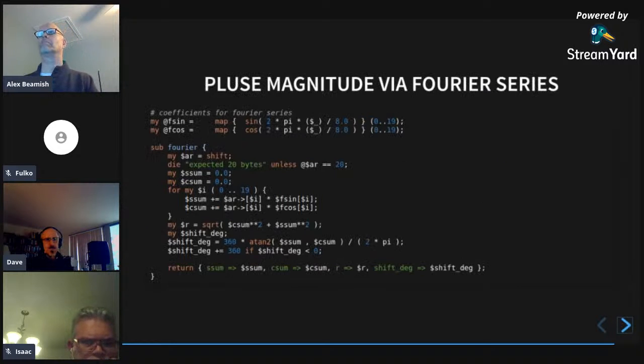I also took a look in terms of, if I do a Fourier series of that 20-bit pulse, can I get something that's more stable? If the signal drifts around a little bit, the magnitude will basically shift from the sine to the cosine, and so the root mean square of the sine and the cosine may give us something that's more constant.